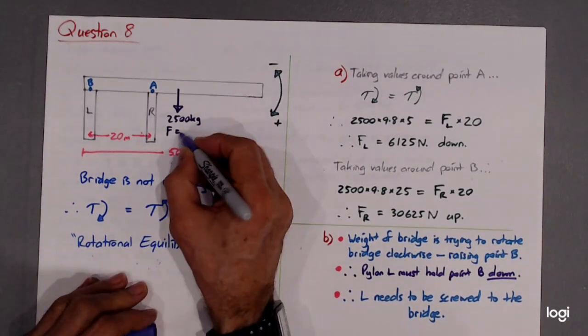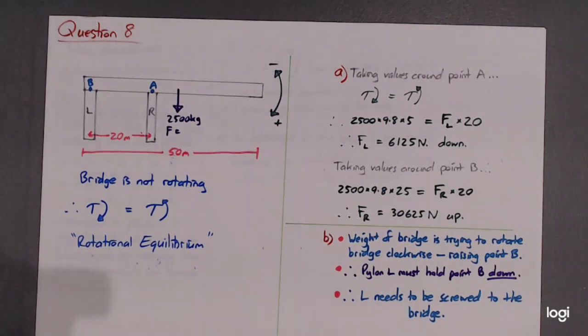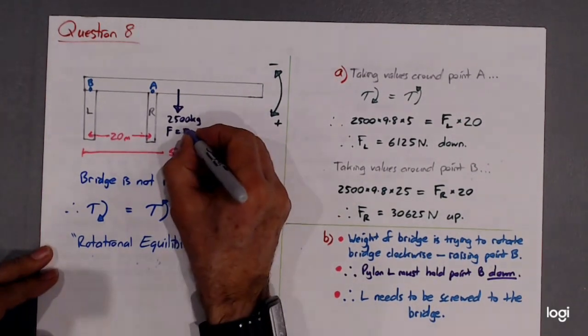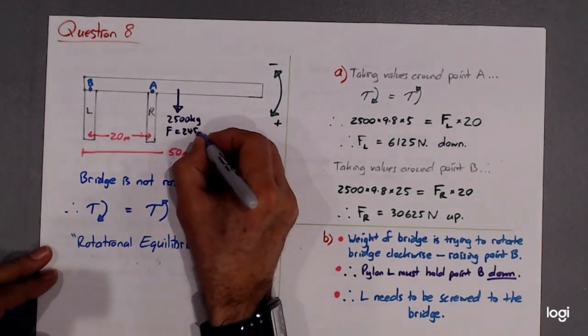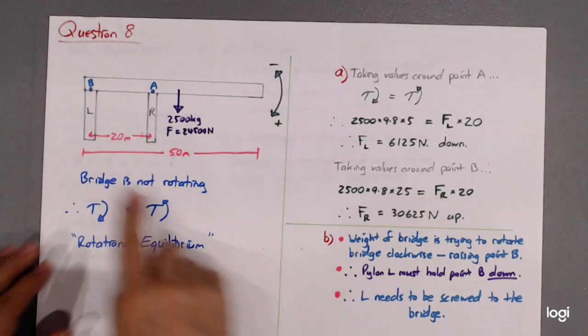So again, the mass of the bridge is trying to rotate it around B like that. This pylon is pushing it back up like that. And again, because the bridge isn't moving, those two torques must be the same. They're counteracting each other.